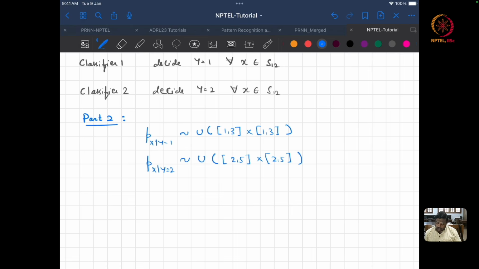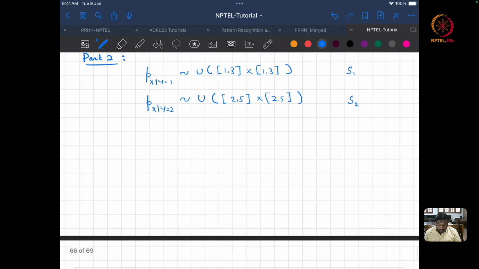So now let's call these region 1 and region 2, represented by S1 and S2. Then what will happen? Please see that the area of region 1 is 4. Therefore, x given y is equal to 1 equals 1/4 when x belongs to region 1, and 0 otherwise.